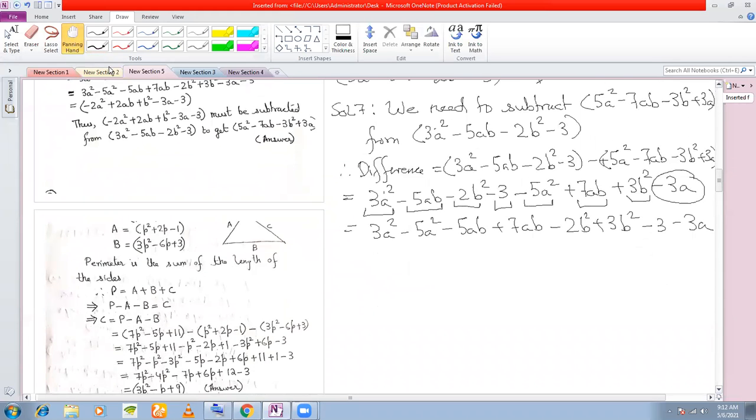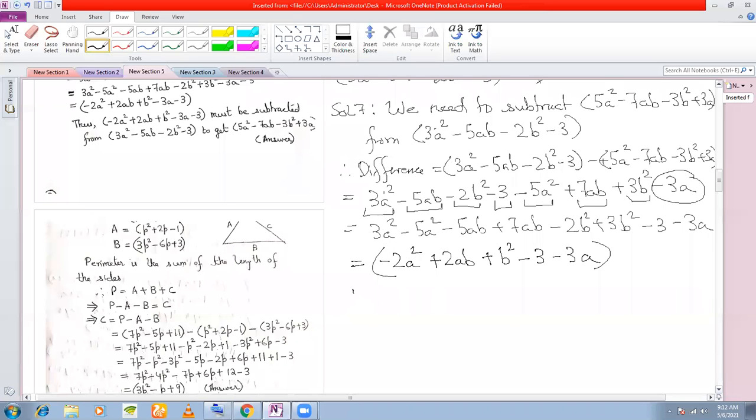Okay. So now we need to do the subtraction. 3 minus 5 is minus 2. So this becomes minus 2a square. Minus 5 plus 7 is plus 2. So this becomes plus 2ab. 3 minus 2 is 1. So this becomes simply b square. And these two are, since they are alone, we write them as they are. Okay. So this is what we get.